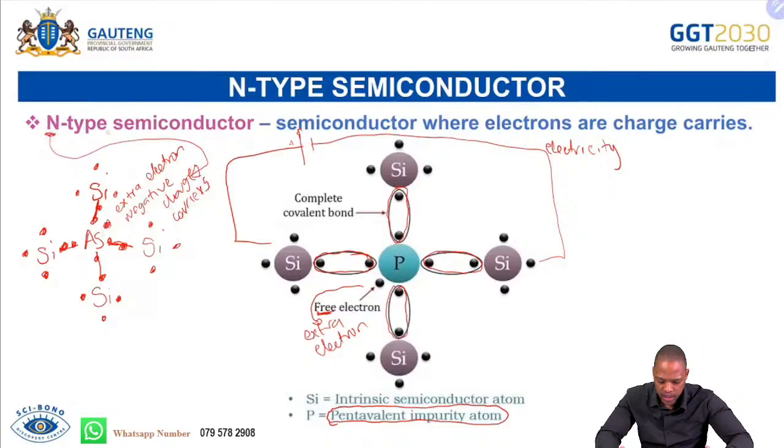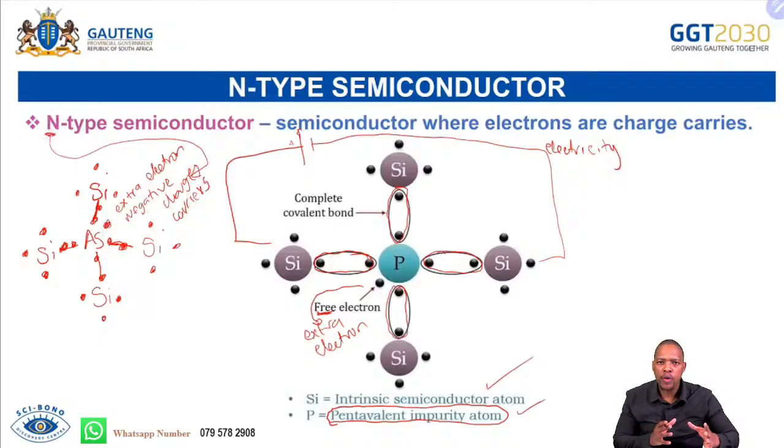And we define the semiconductor as a semiconductor where electrons are charge carriers. And they are. And I want you to remember that we dope this one with what? A pentavalent impurity atom. Or you can just say a pentavalent atom. And we are always going to be doping an intrinsic semiconductor.